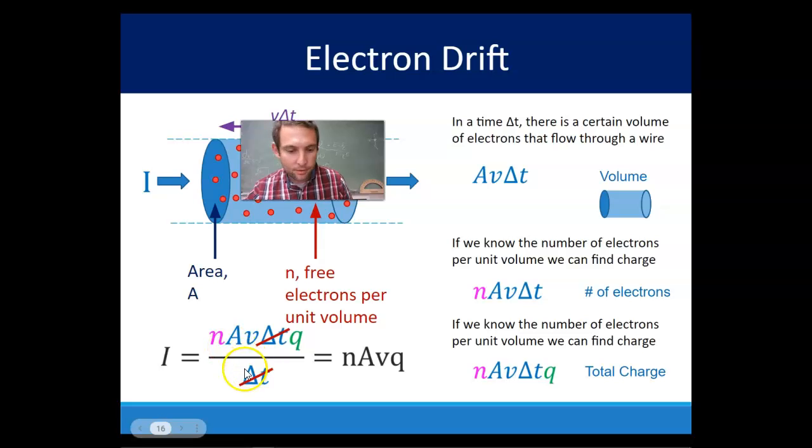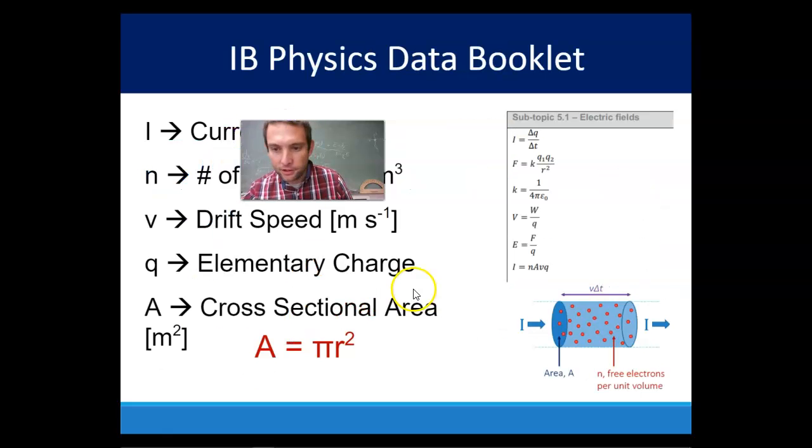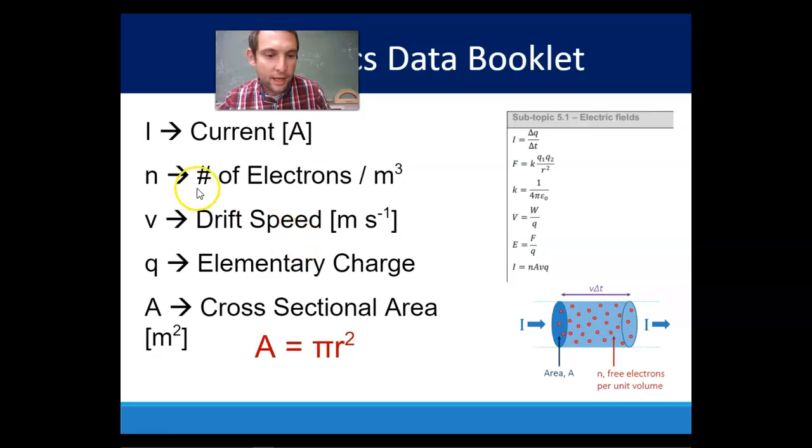There we go. So all together, time on top, time on bottom, we get I equals N A v q. I is the current, N is the number of electrons per cubic meter, v is the drift speed in meters per second, q is the elementary charge, and A is the cross-sectional area of a circle, pi r squared.